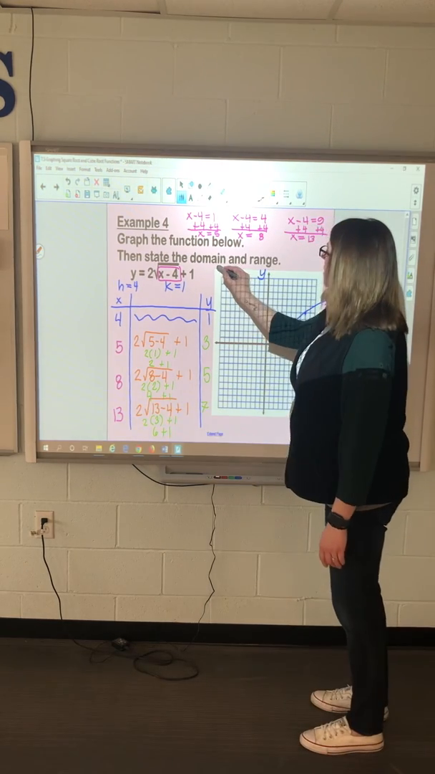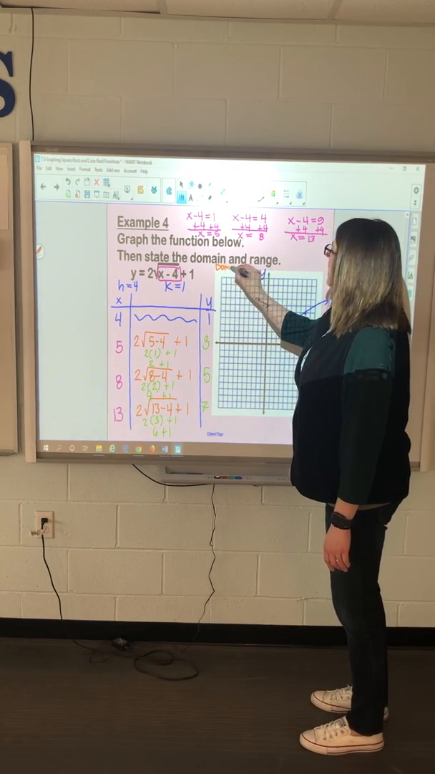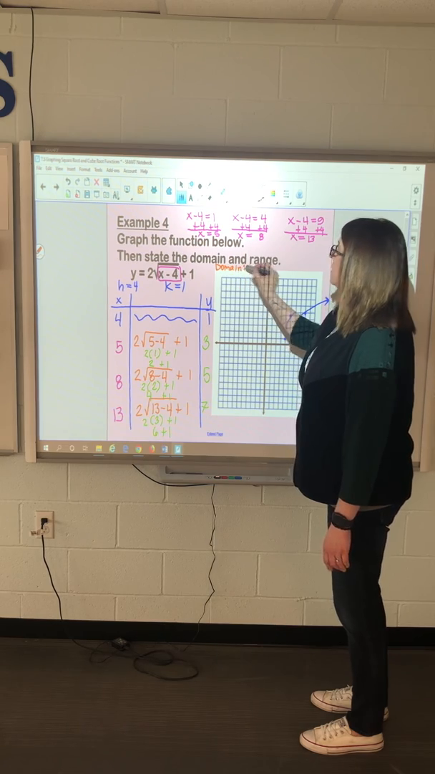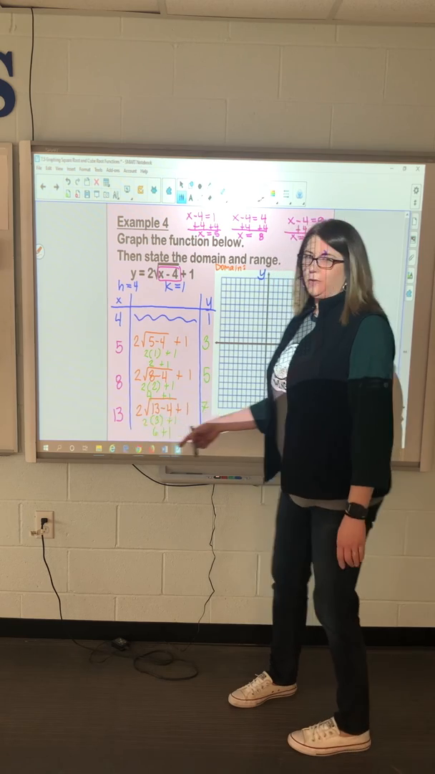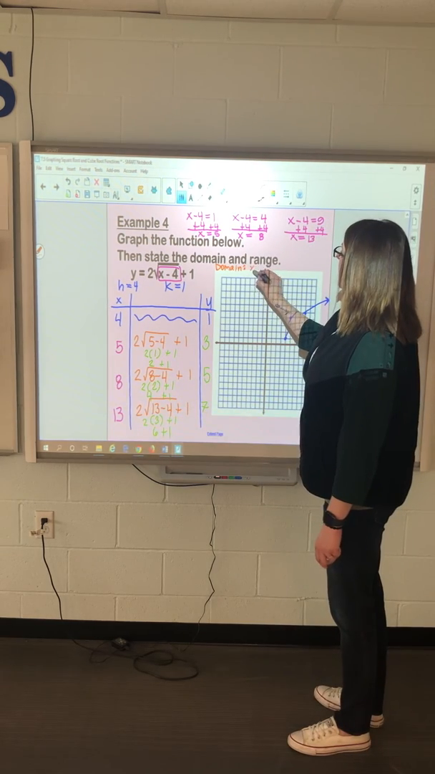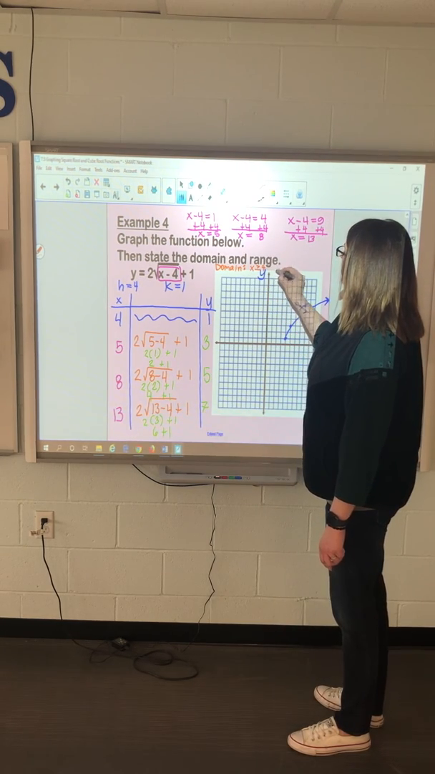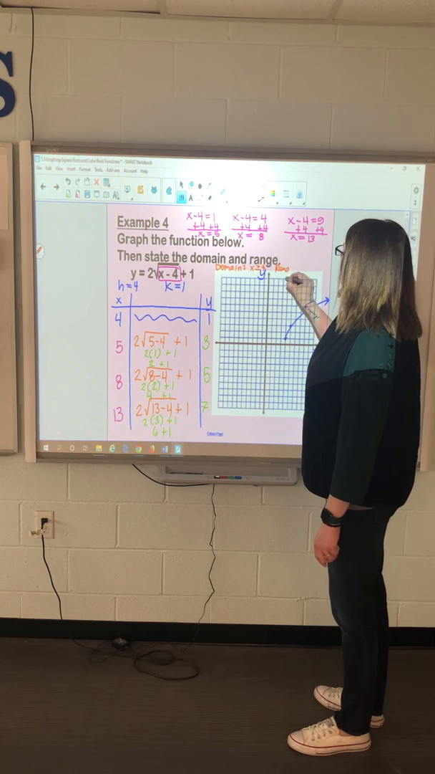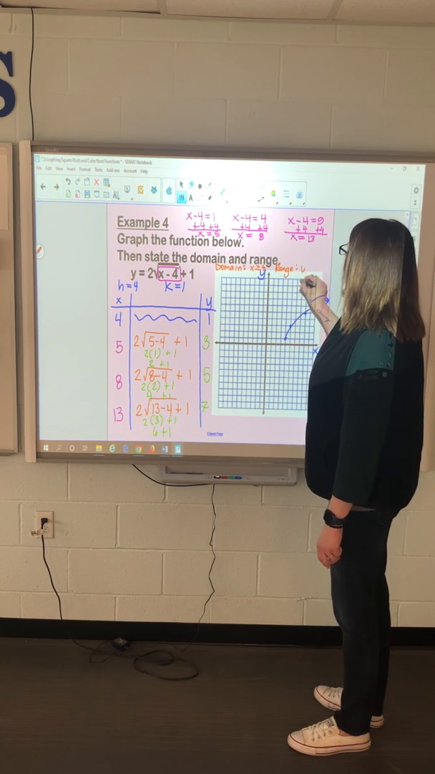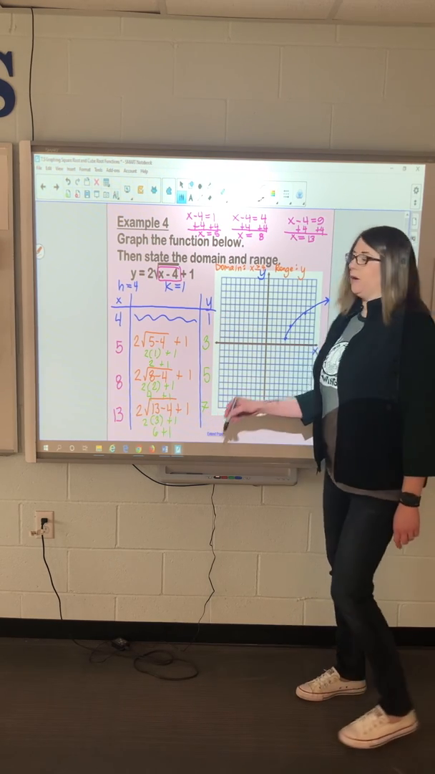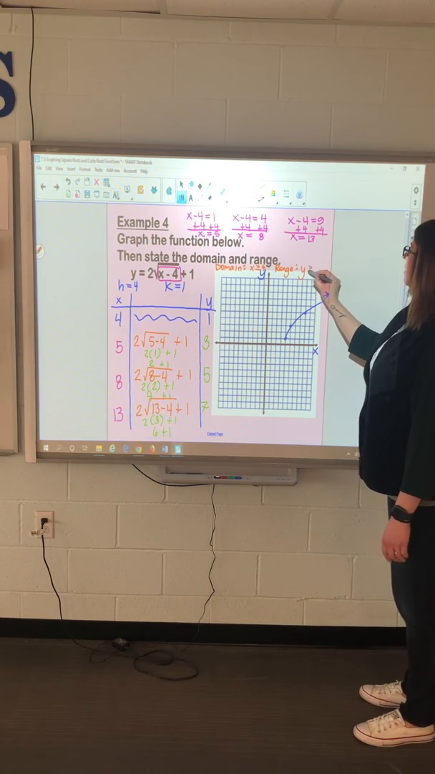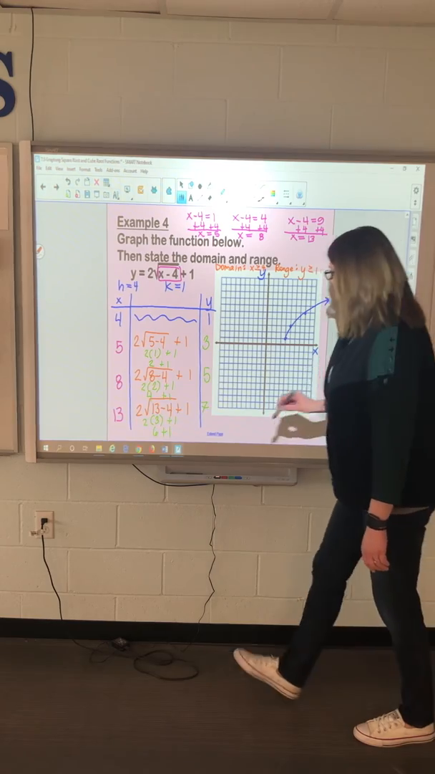And now we need to talk domain and range. Again, I really think the easiest thing is to look at your table of values. We started at 4, and our x values got bigger. So we're going to say x is greater than or equal to 4. Range, going back to my table of values to look at the y's. We started at 1, and then they consistently get bigger. So we're going to say y is greater than or equal to 1.